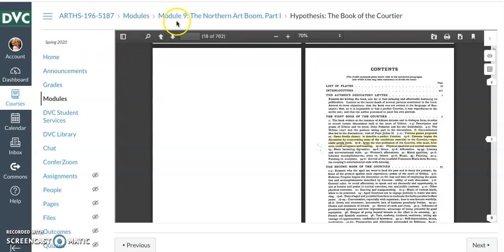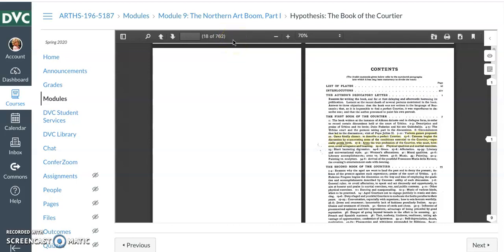And I'm showing you our Hypothesis window pane to read the Book of the Courtier by Castiglione. The Book of the Courtier is huge. In fact, if you look here at the top bar that you can use with tools to navigate, the page number is 762. I am not asking you to read 762 pages. We're going to look at some selections.